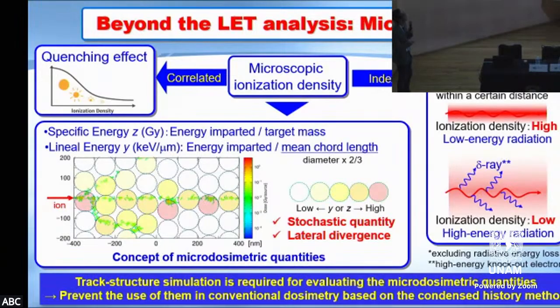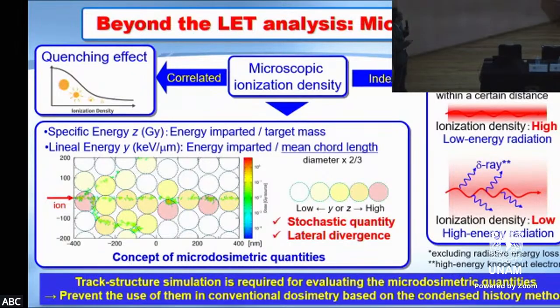So to properly express the microscopic ionization density, ICRU defines specific energy or linear energy. They share the same unit as absorbed dose or LED, but they are stochastic quantities, and they can consider the lateral divergence due to the delta ray production. So here is an image of the concept of the microdosimetric quantity. Each target has different Y or Z values.